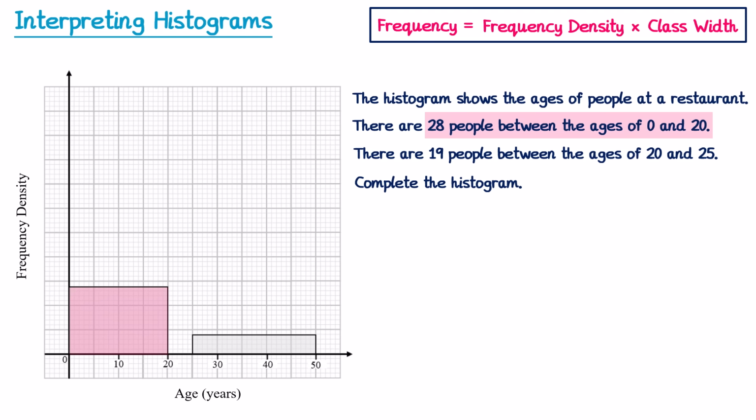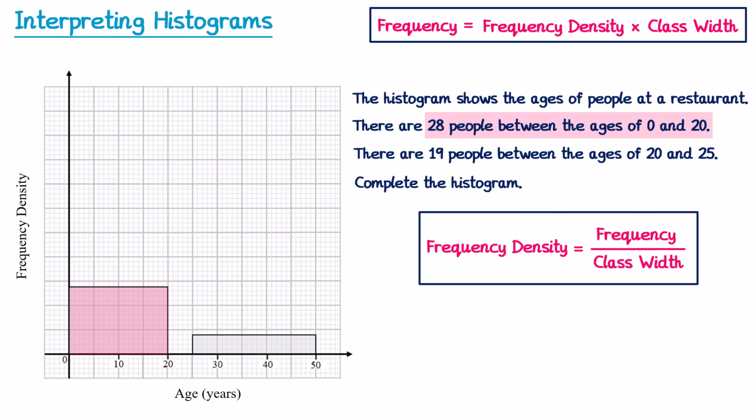Now we can work out the frequency density using the formula from the previous video. Its frequency density is frequency divided by class width. So if we do the frequency of this bar, which was 28, we were told that in the question, divide by its width, which goes from 0 to 20, so that's 20, we end up with 1.4.